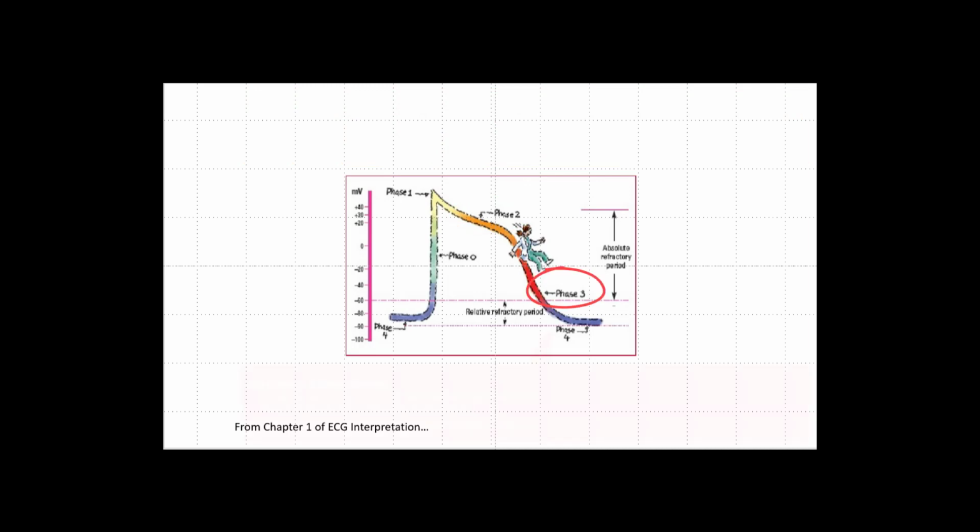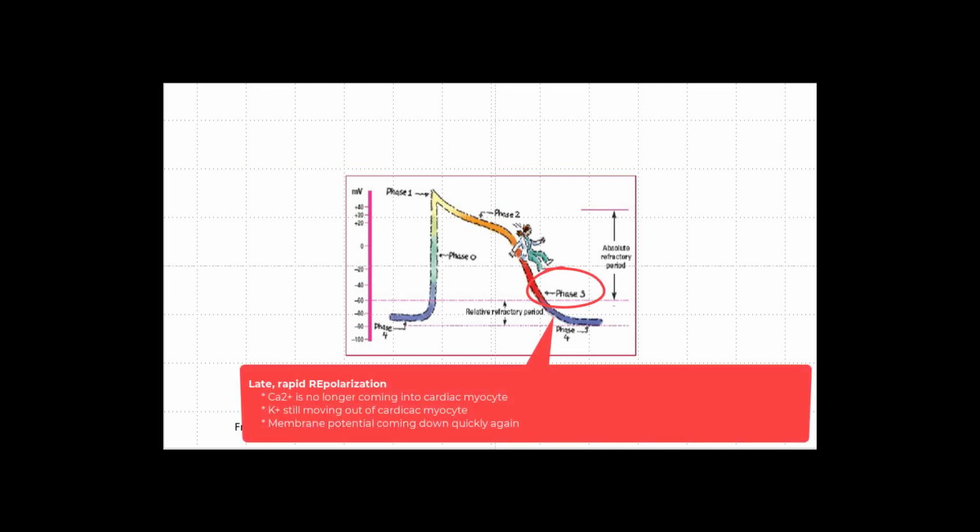At the end of phase 2, we see the calcium start to stop coming into the cell because calcium channels have closed, but we still see potassium leaving the cell. So as potassium leaves the cell, it's bringing those positive charges with it, pulling the membrane potential back down into the negative range. So we see another essentially rapid phase of repolarization. And so this is the late rapid phase of repolarization in phase 3.